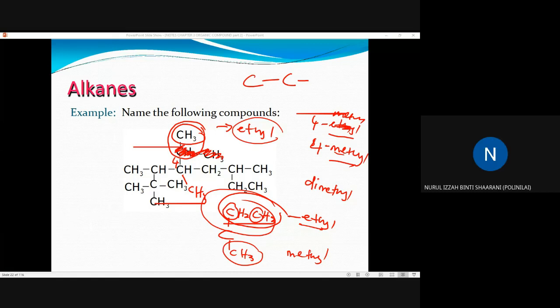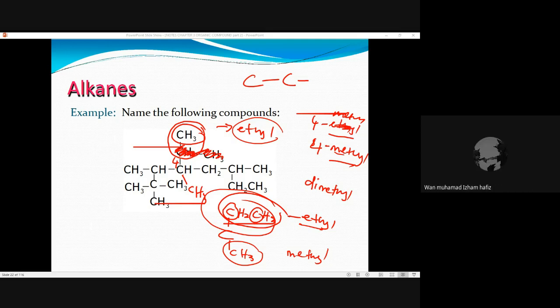Ethyl. And then, bila you combinekan all the methyl tu sekali, maksudnya 2, 2, 3, 6 is methyl kan? Ada berapa methyl yang you combinekan tu? Apa prefix? 5 ke? Cuba tengok balik. 4 madam. Ha, 4. 4 kita pakai prefix apa? Tetra.